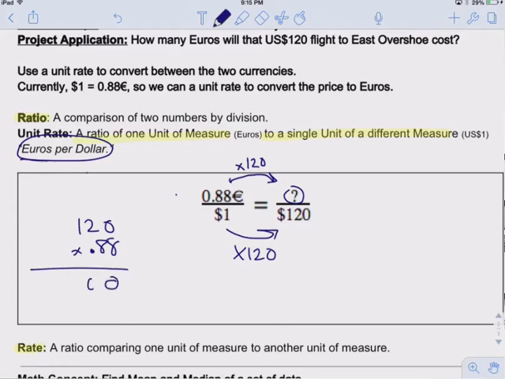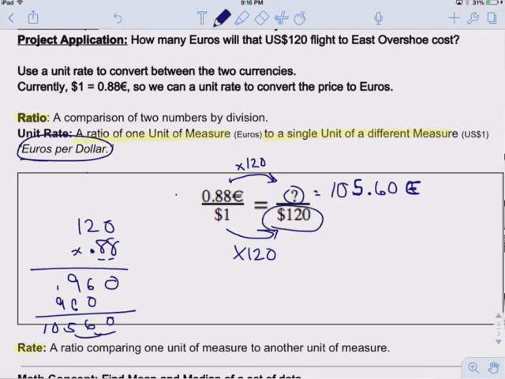So 8 times 0, add it up, 2 places to it. Okay, so $120 American is 105.6 euros. So that is how you would do the conversion from your price for your flight in dollars to the price for your flight in euros.